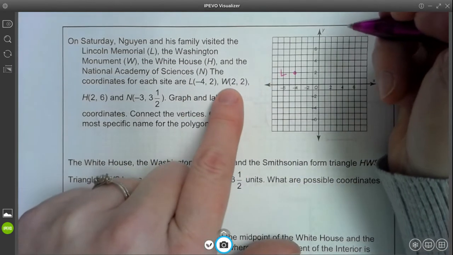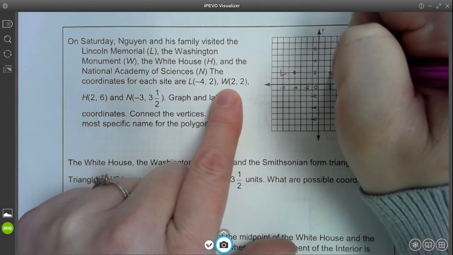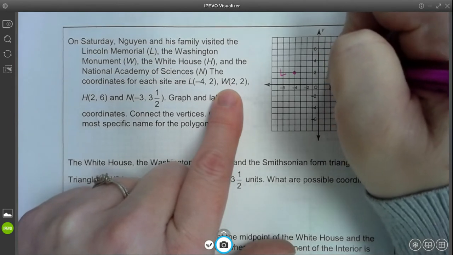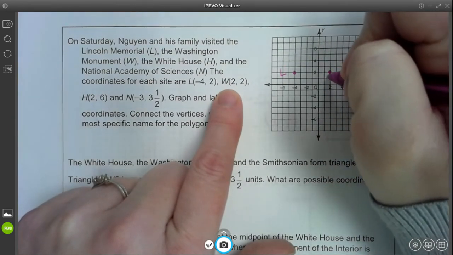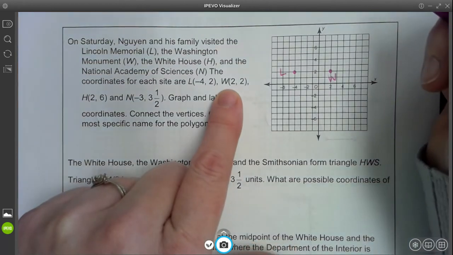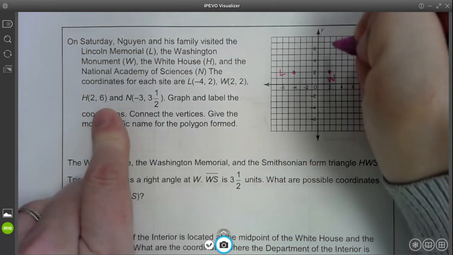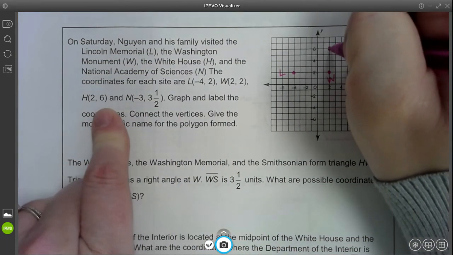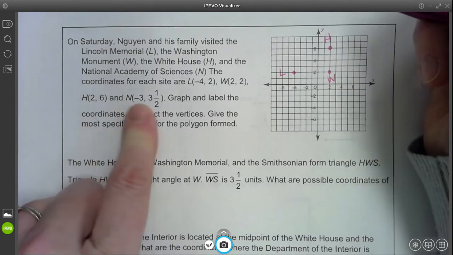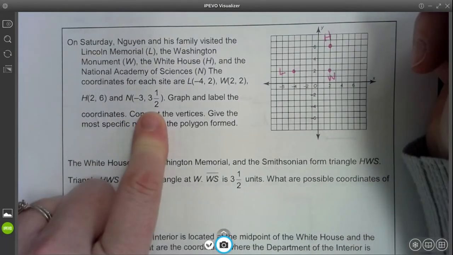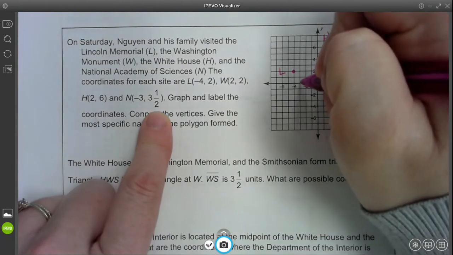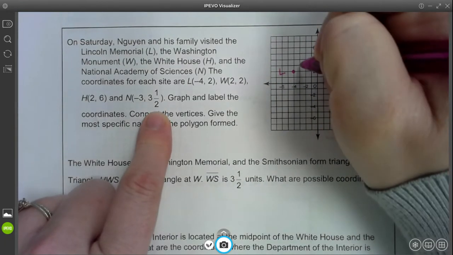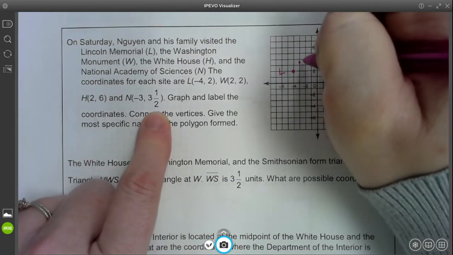I'm sorry, let's do W next. W is at 2, 2. Then we have H at 2, 6. And N is at -3, 3.5. So -3 and 3.5 is going to be about here.